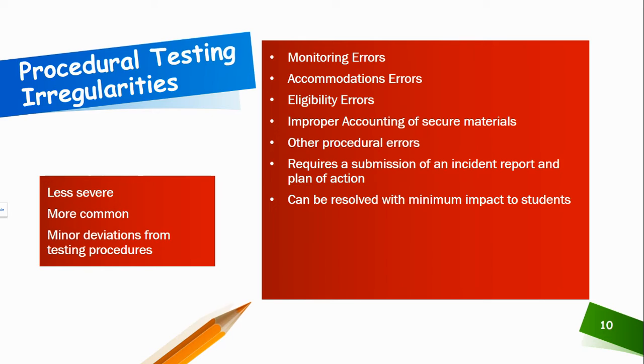Procedural irregularities are less severe, more common, and are usually the results of minor deviation of testing procedures. Procedural irregularities include monitoring errors, accommodation errors, eligibility errors, improper accounting of secure testing materials, and other procedural errors. These require an online incident report and the district's plan of action to correct the incident from happening again. These types of errors usually can be resolved with minimum impact on a student.